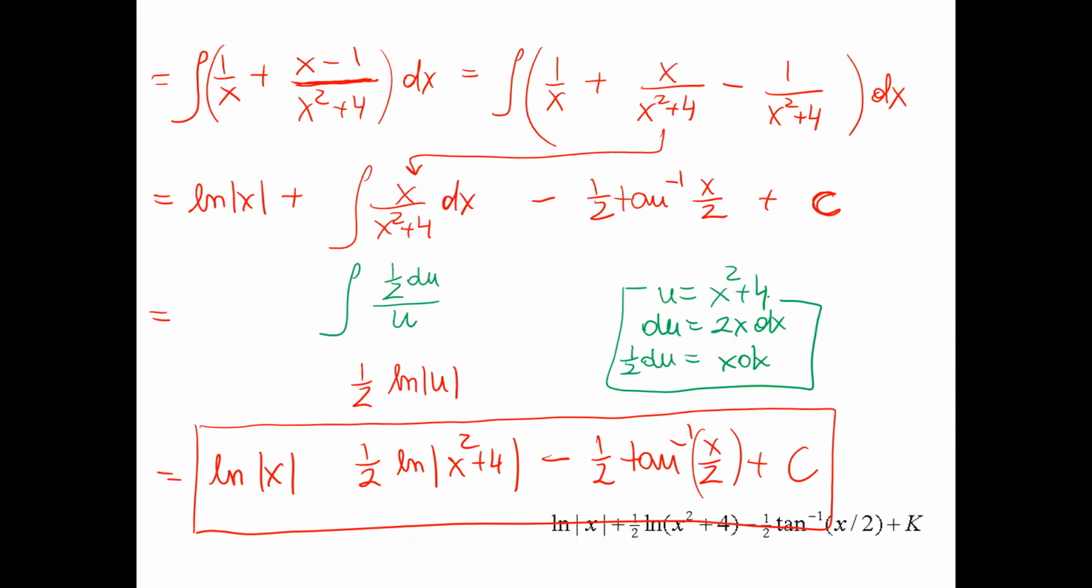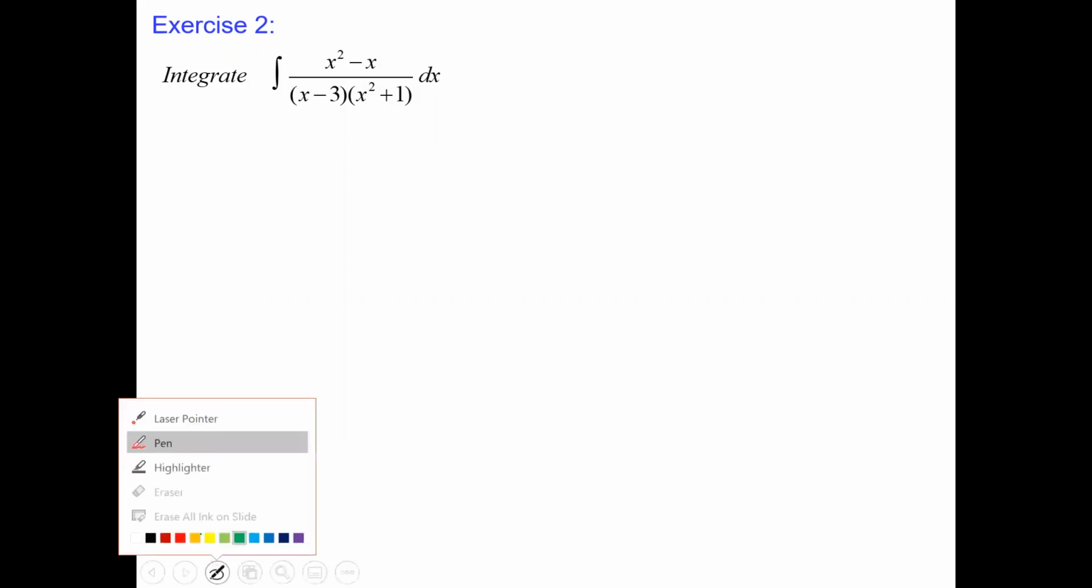Oh, I do have the answer typed. Integrate the rational function x squared minus x over x minus 3 times x squared plus 1. Definitely this is a proper rational function because the polynomial in the denominator has a greater degree, 3, and the top is squared. And we even have the product form.